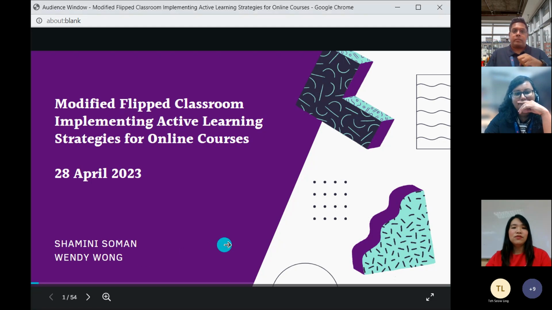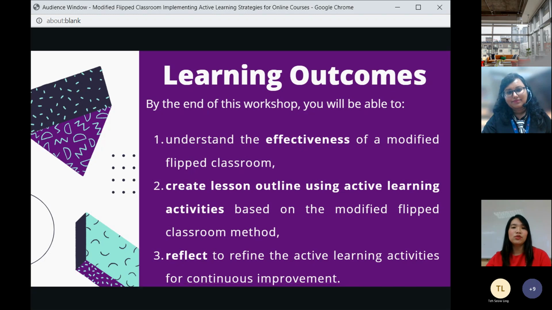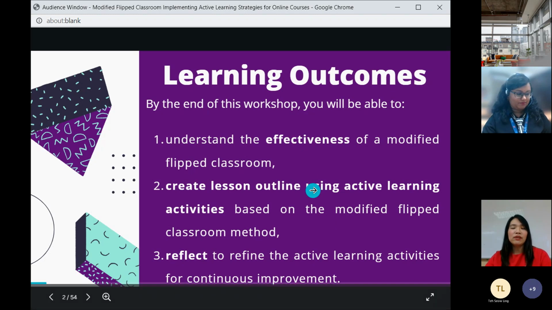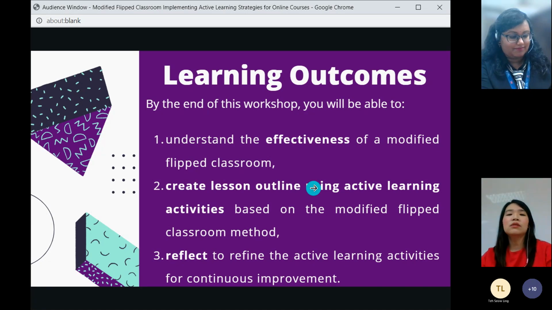So first thing first, let's look at the learning outcomes of the day. After this workshop, you should be able to know the effectiveness of a modified flipped classroom, and also you'll be able to create a lesson plan, or we call it a lesson outline, using active learning activities based on the modified flipped classroom method.